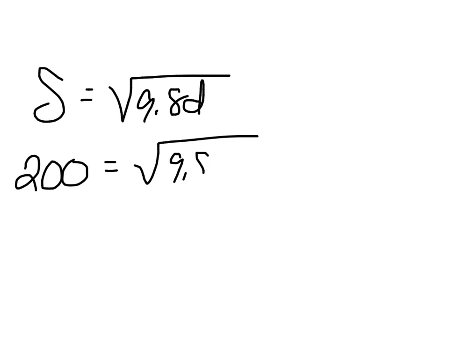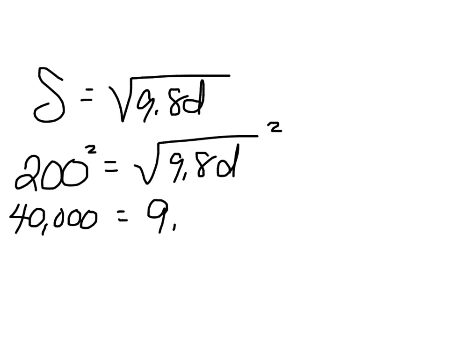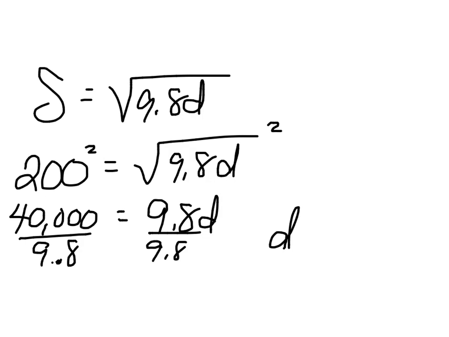All I did was I put 200 in for S. Let's solve for the D. How do I do that? How do I solve for D? Square both sides. 200 squared is 40,000. 9.8 D. Now what? Divide by 9.8 to both sides, and when you get the D, how much did you get? 4,000. Roughly, right? It was a rounded answer. Thanks, Haley.